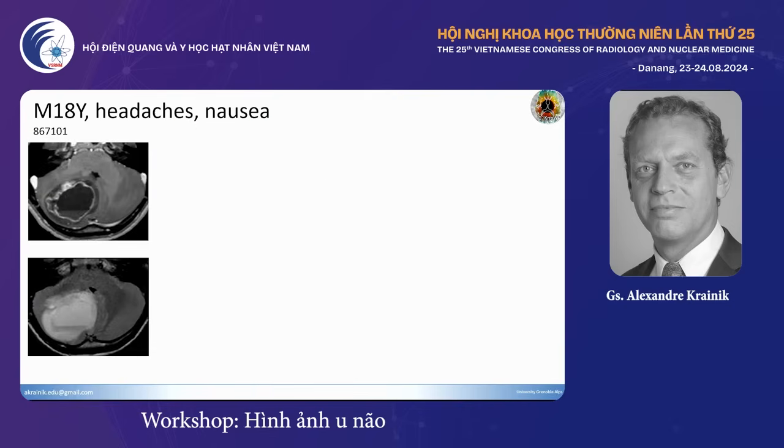Then here is an example. It's a male, he's 18, and he has a large mass in the cerebellar hemisphere. In the right cerebellar hemisphere, you see here, you have a level, obviously it's bleeding, and you have a peripheral contrast enhancement. Okay, do you have some ideas or some hypotheses?